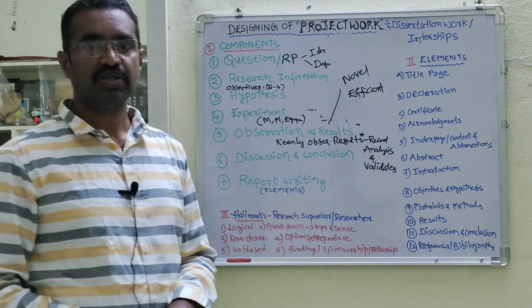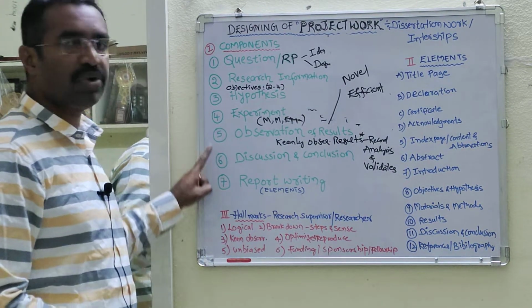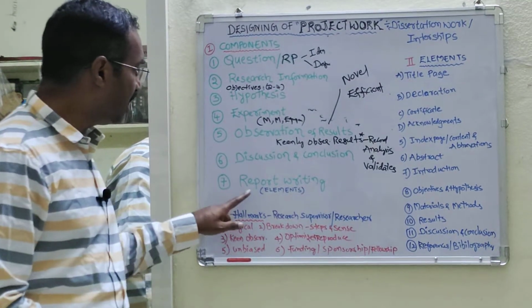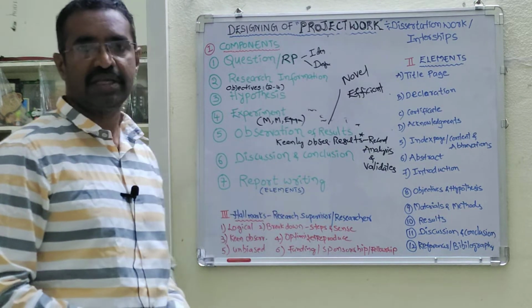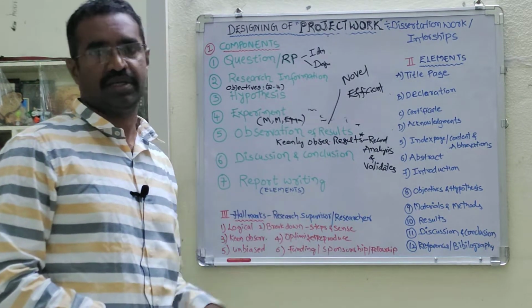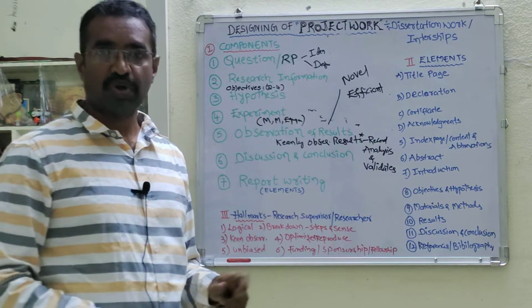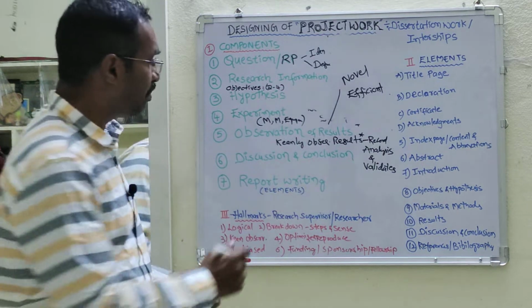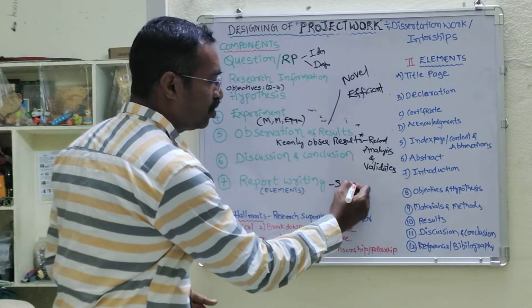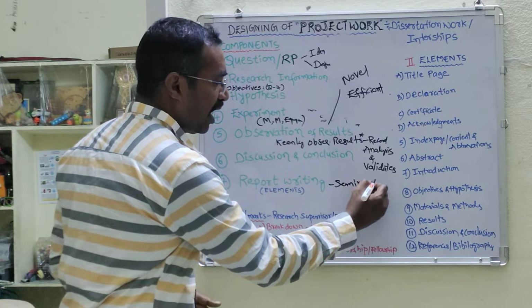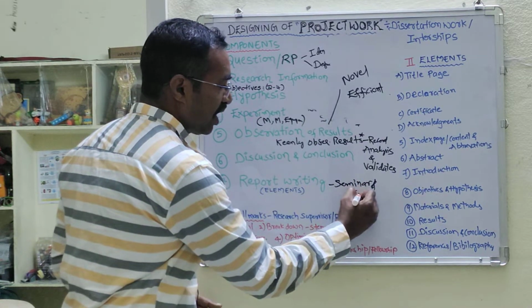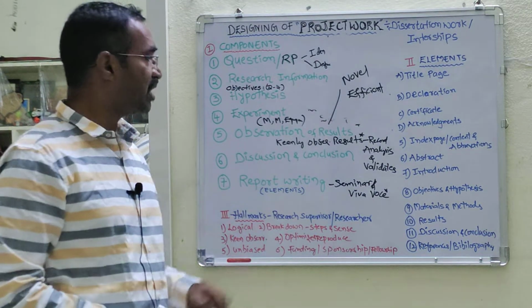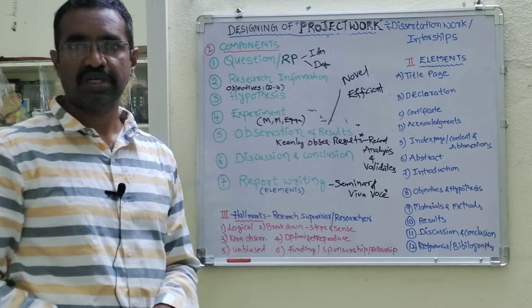Thesis writing. So these are the 7 components of your project work. Again, I am going to deal with the elements of this project report writing. You have to write the project report, then again you have to evaluate your writing by presenting seminars. You have to present a seminar and viva voce. Then you will be awarded the marks which are allotted for the project work.